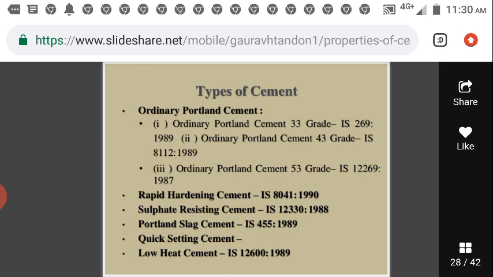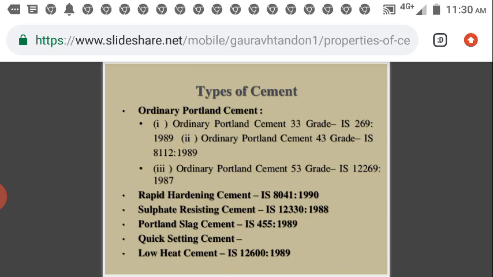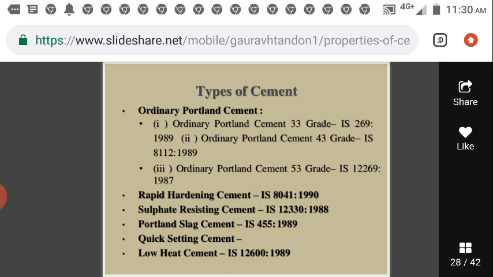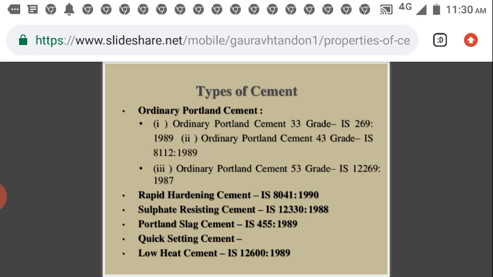If you don't follow it, normally what will happen is you will end up with a wrong design, and you will end up with the wrong compressive strength. Normally you will lose the strength by around 10 to 15%. So normally rapid hardening cement will use IS 8041, that is 1990.